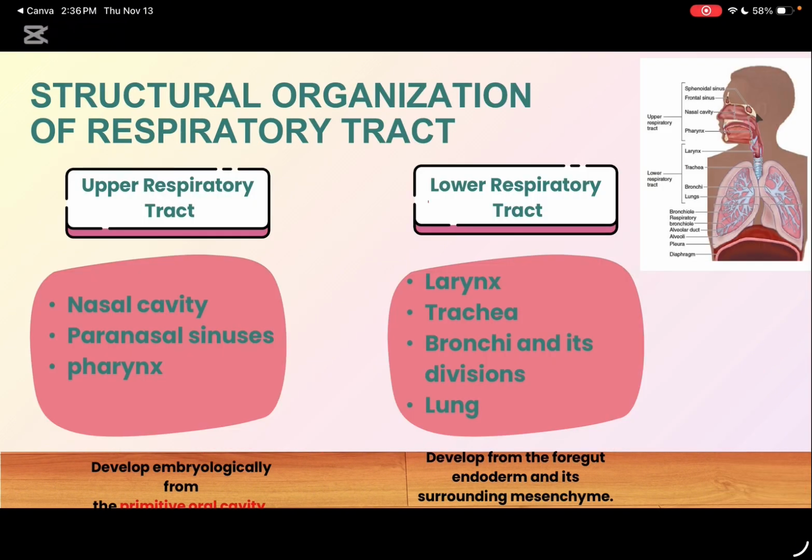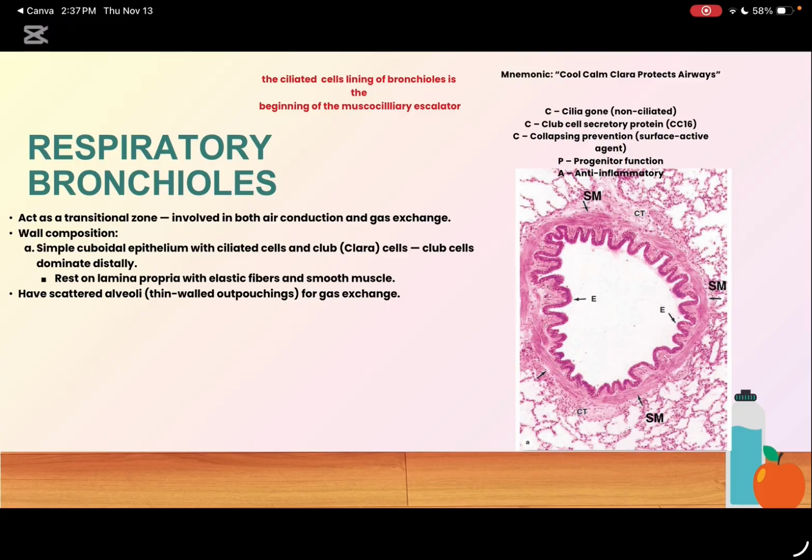Moving on to the lower respiratory tract. We're gonna get into a lot of details now. Larynx basically is one part, trachea, bronchi and divisions, we already spoke about them, and lung, we spoke about it. Just know though that they develop from the foregut endothelium and its surrounding mesenchyme. Respiratory bronchioles, we're gonna get into its details.